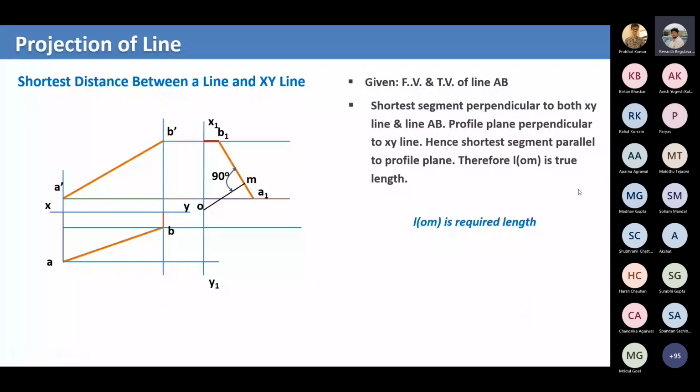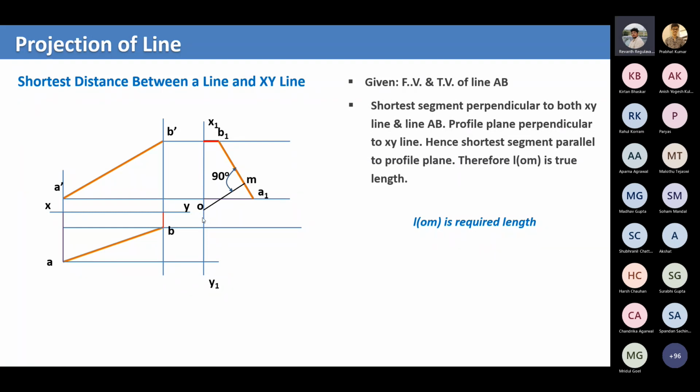So in the last class, we discussed how we found the shortest distance between a line and the XY line. We converted the XY line into a point using our auxiliary method, and then we drew a perpendicular line from that point to the projected line. Here, this is the XY line. When a line is seen perpendicular to it, like from this side, it will be visible. It will be projecting as a single point. So this is point O.